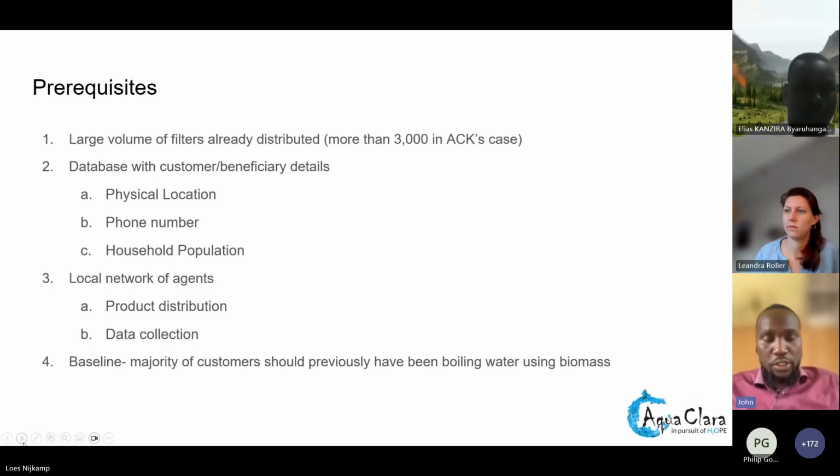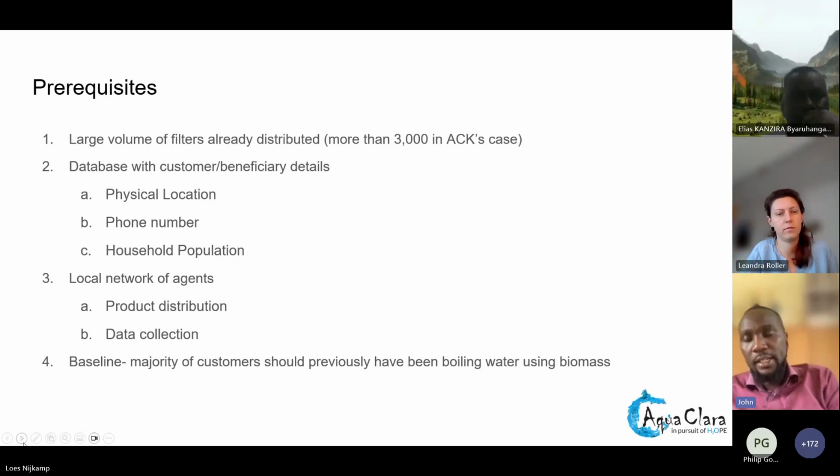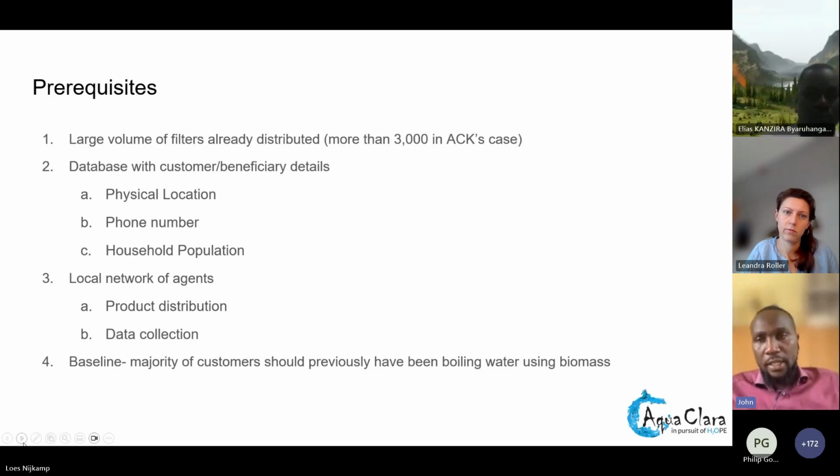The other important consideration, of course, at the baseline is to look at, in our case, a majority of our customers were boiling water. So there's a strong claim that when they start using our filters, we have avoided carbon dioxide emission. And so it's important to look at the geography and the area that the project is being implemented to ensure that there is a case for carbon credits.